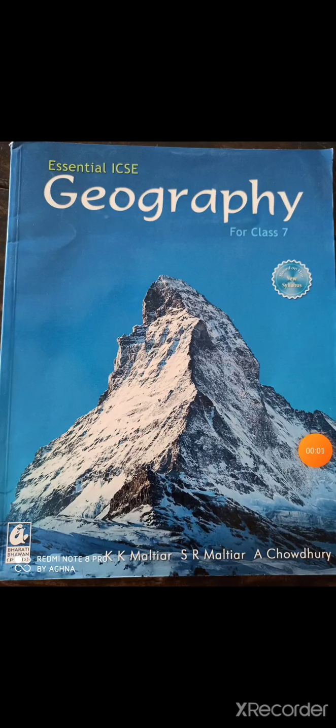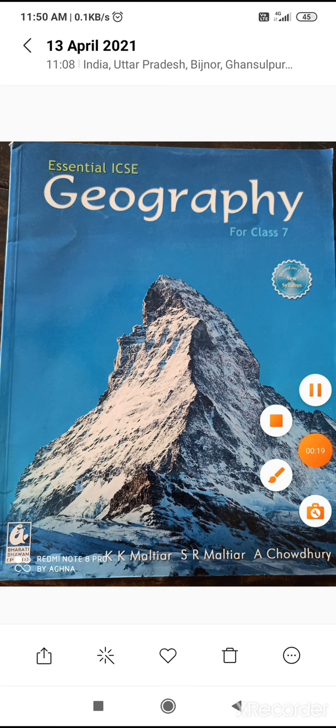Good morning, class. This is your geography book for 7th class by K.K. Maltier, S.R. Maltier, and A. Chaudhary. So, today we are going to start our first chapter, that is representation of geographical features.